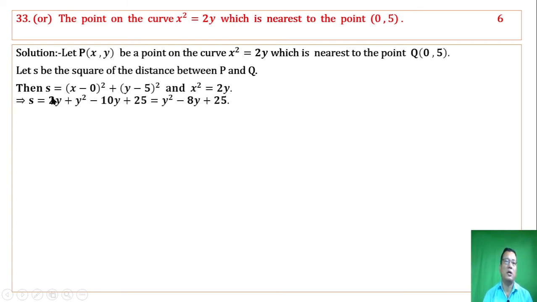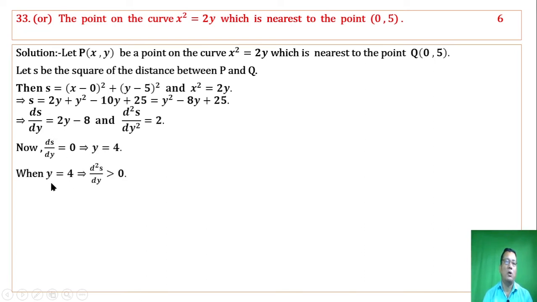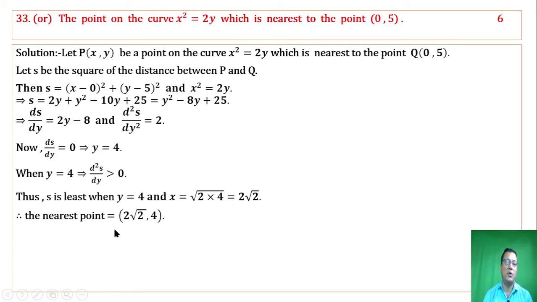Now convert S in terms of y, we have this. Now ds by dy, differentiating with respect to y, and again differentiating with respect to y, we get this. Now ds by dy equal to 0 gives y equal to 4. When y equals 4, the second order derivative is always greater than 0, positive. Thus S is least when y equals 4 and x equals square root of 2 into 4, that is 2 root 2. Thus the nearest point is (2 root 2, 4).